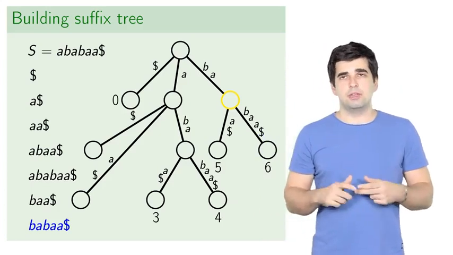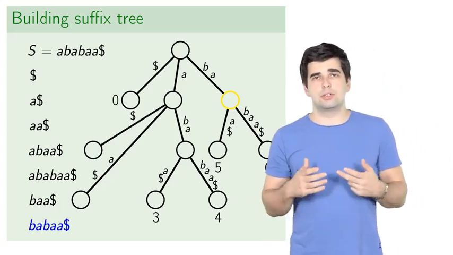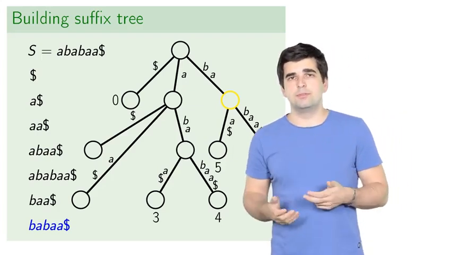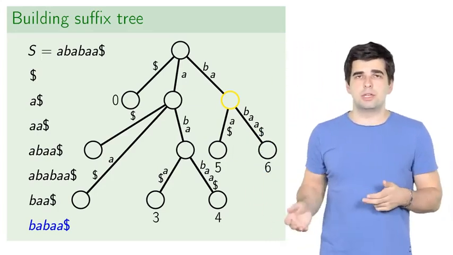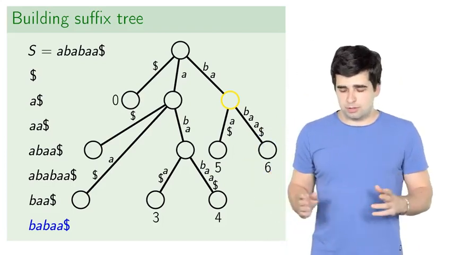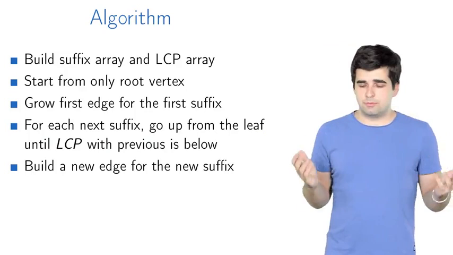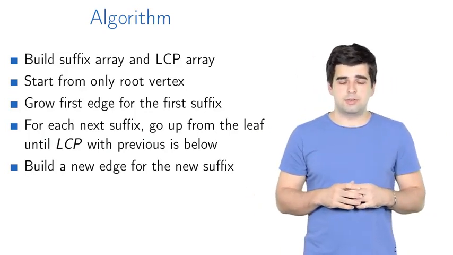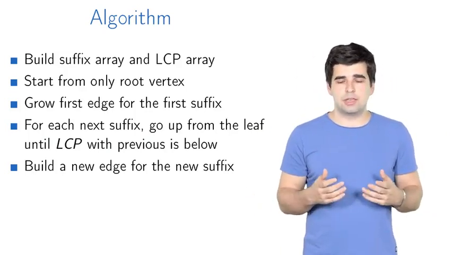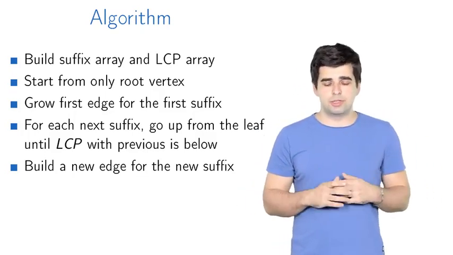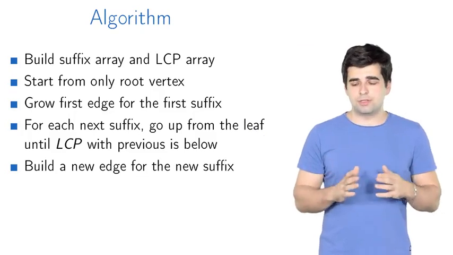Now, how do we compute the LCP array? One variant is to go for each i, compare A_i and A_{i+1} character by character and compute the LCP directly. But this will work in linear time for each i, and in total it will be length of the string squared, and we want to compute everything in linear time. So how to do that faster? And you will learn that in the next video.